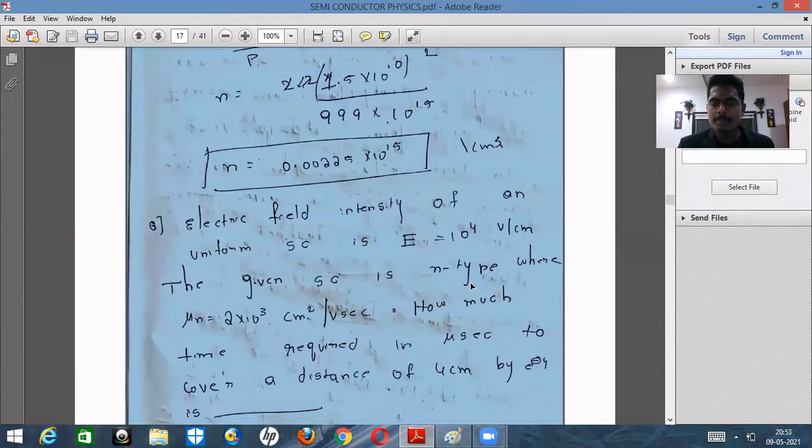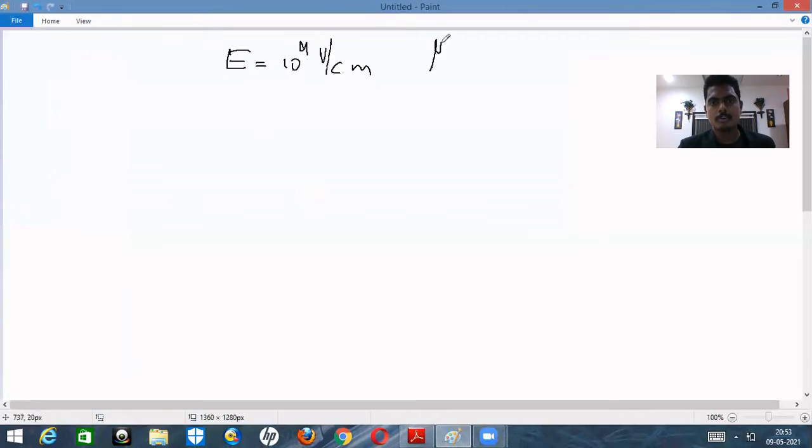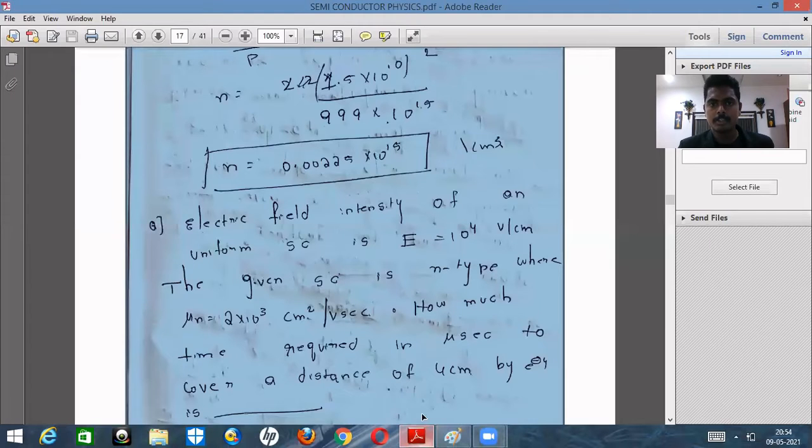Now, the given semiconductor material is N-type, and its mobility, mu n, is nothing but the mobility of electron. So this has been given: mu n is equal to 2 into 10 cube centimeter square per volt second, which is the unit for mobility. Now, how much time is required in microseconds? This is very, very important. We need to find the time in microseconds to cover a distance of 4 centimeters by the electron.